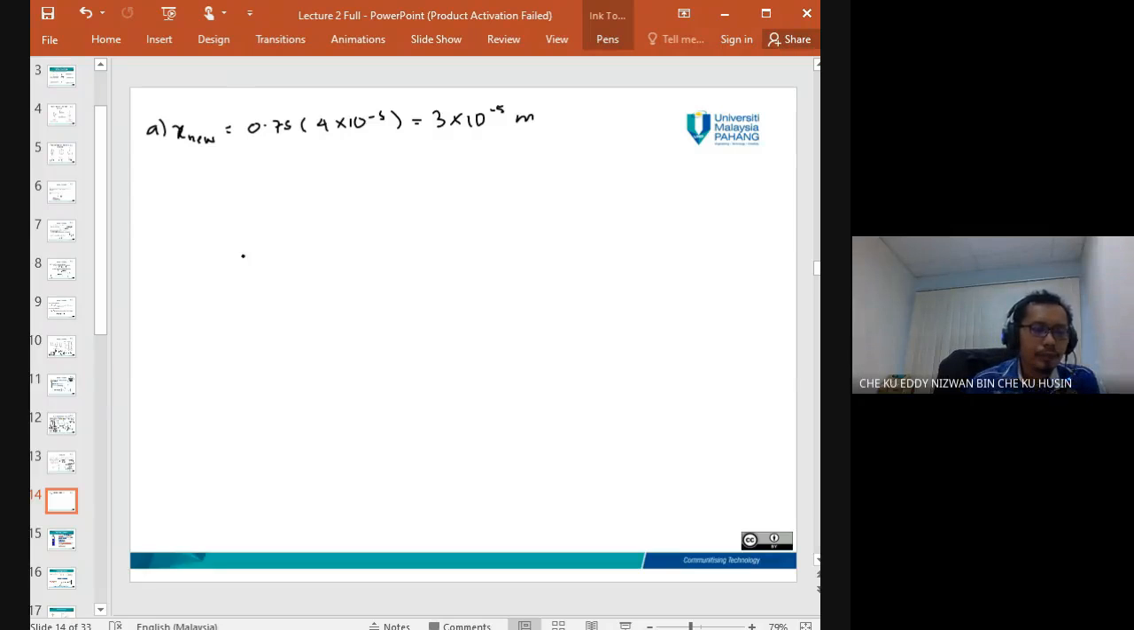From that, first we want to know the required stiffness to ensure that the deflection is only 3 times 10 power of minus 5, because the weight is constant. So the K equivalent should be weight over x new, which is equal to 1635.